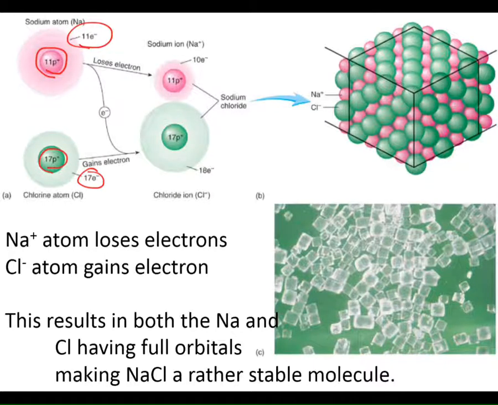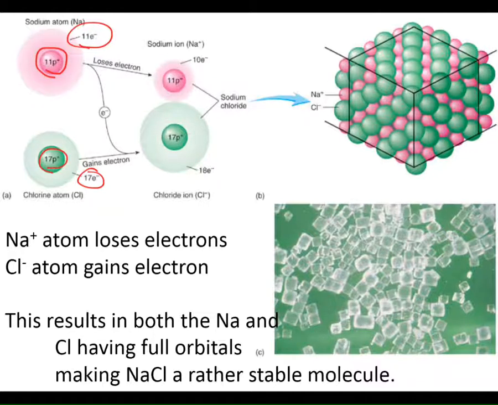Chlorine, 17: 2, then 8, then 7. Now, let me tell you a little fib here. Those who've had chemistry, don't tell your chemistry profs. The third shell holds 8, too, for our purposes. The third shell holds 8. So what does chlorine want to do? Gain 1. Okay, perfect, right? So these are a perfect match, aren't they?